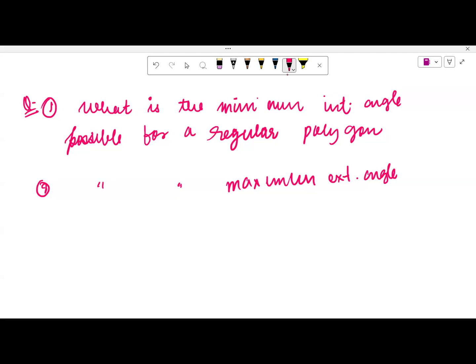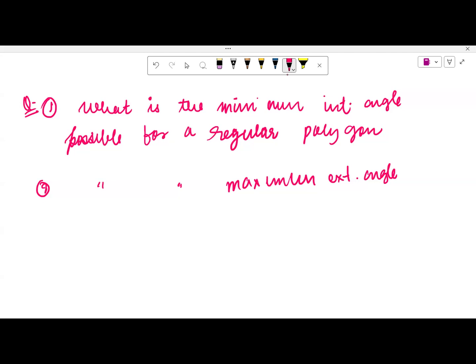Ma'am, I can't understand this question. Has anybody done it? Aspan and Ramesh, are you both able to understand? Nobody? What's so tough in the question? We discussed this type of question in the previous class as well. See, basically, what is the minimum interior angle which is possible for a regular polygon?